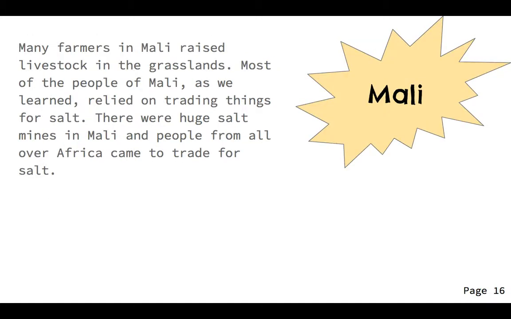Many farmers in Mali raised livestock in the grasslands. Most of the people of Mali, as we learned, relied on trading things for salt. There were huge salt mines in Mali, and people from all over Africa came to trade for salt. Remember, salt was so important. They needed it, one, for their bodies to survive, and two, so they could preserve their meat and their food so that it would not go bad.